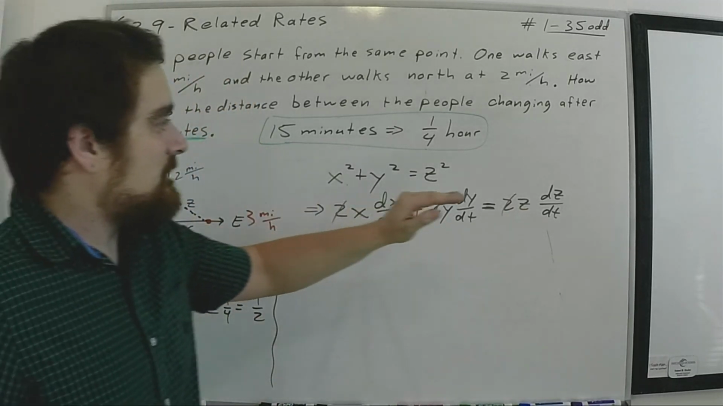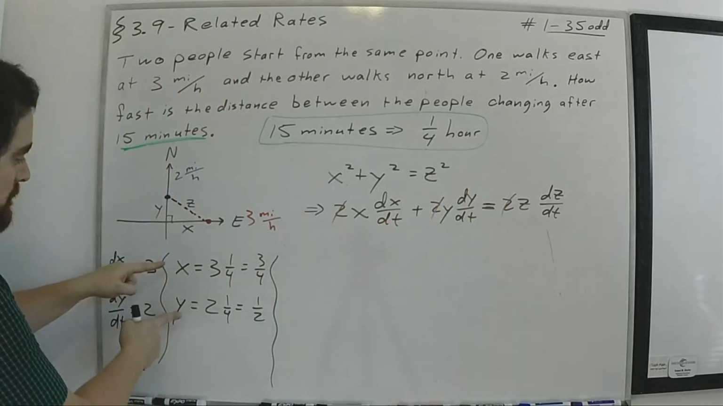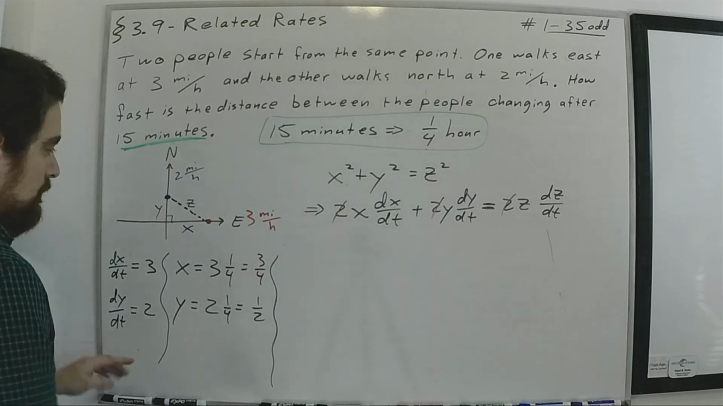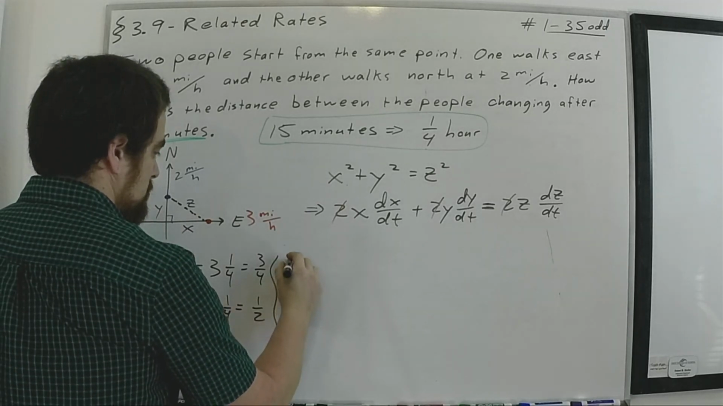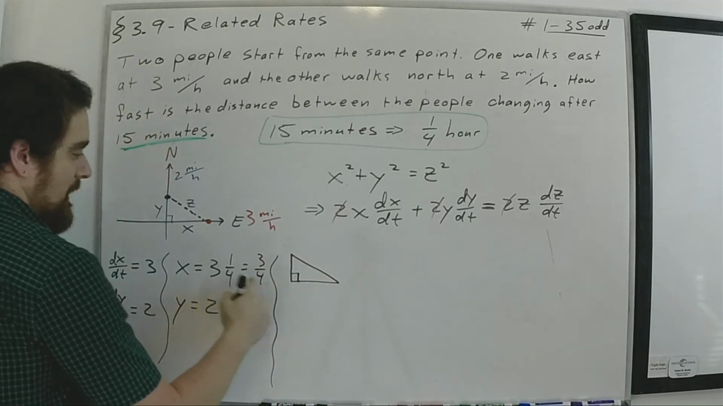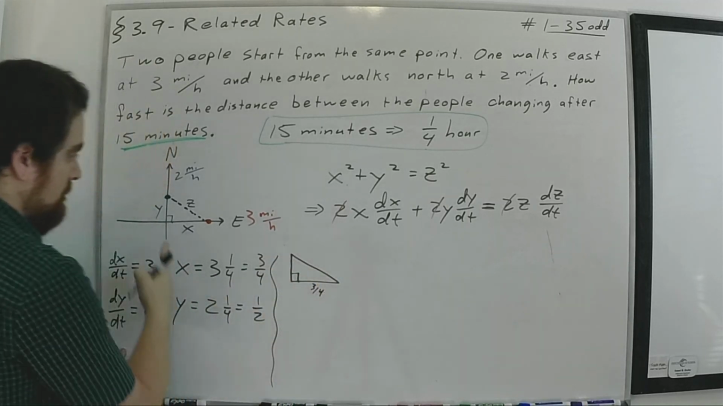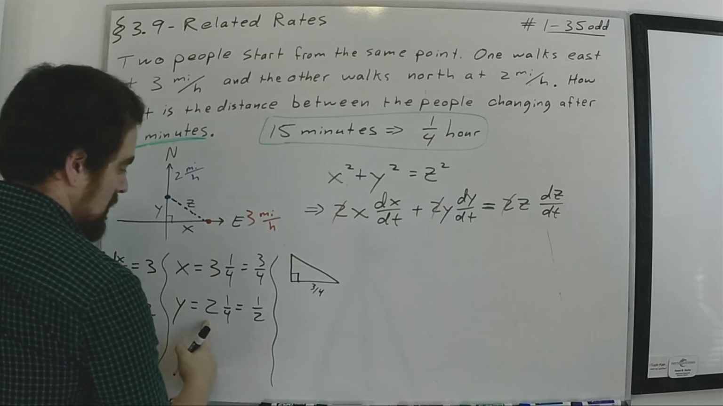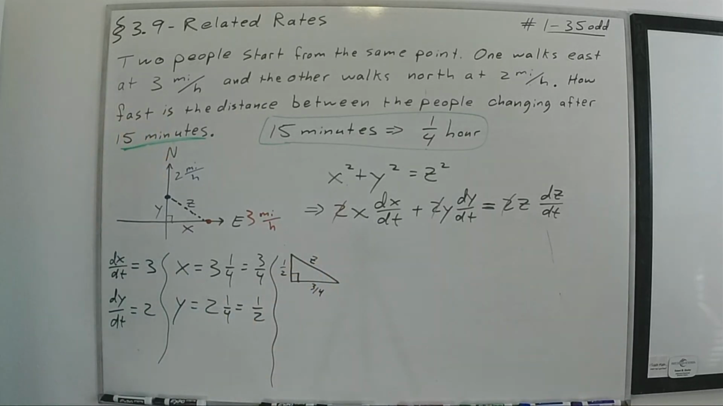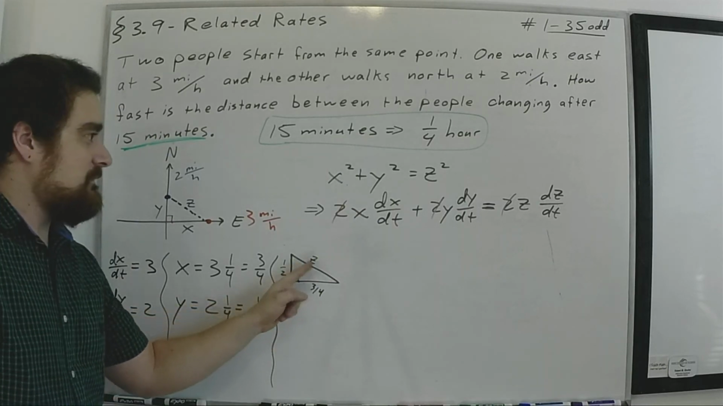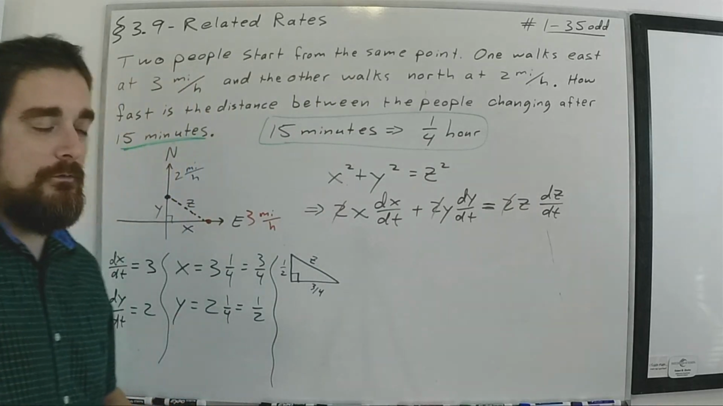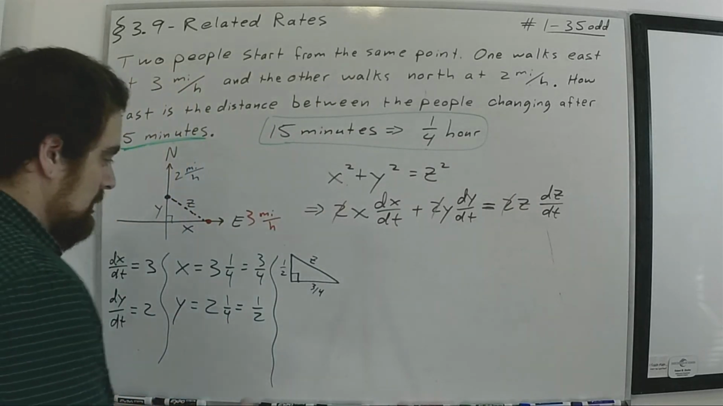And I need that distance z to line up with these two distances at that 15-minute mark. So what I need to do is look at this triangle where x is 3/4. At 15 minutes, that's how far I've gone. And y is 1/2. Again, at 15 minutes, that's how far I've gone. And I can get the distance z at 15 minutes, and then I'll show what that rate is at that 15 minutes.